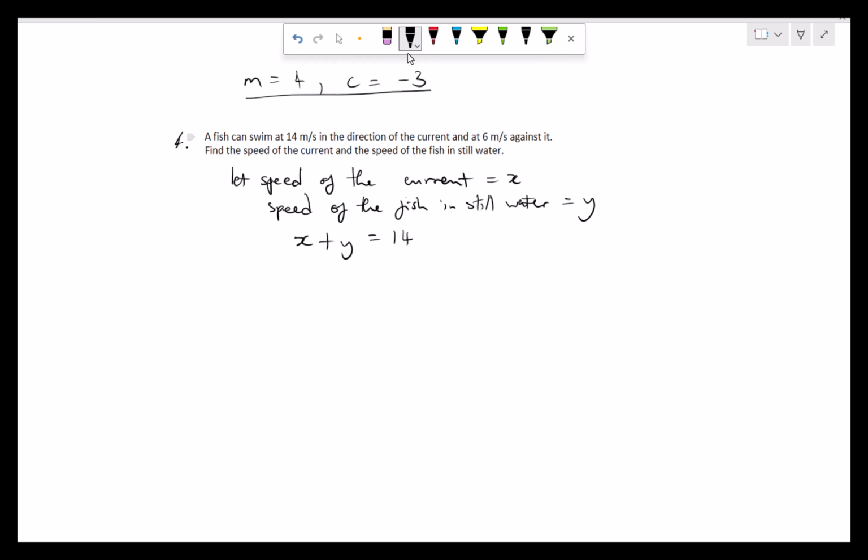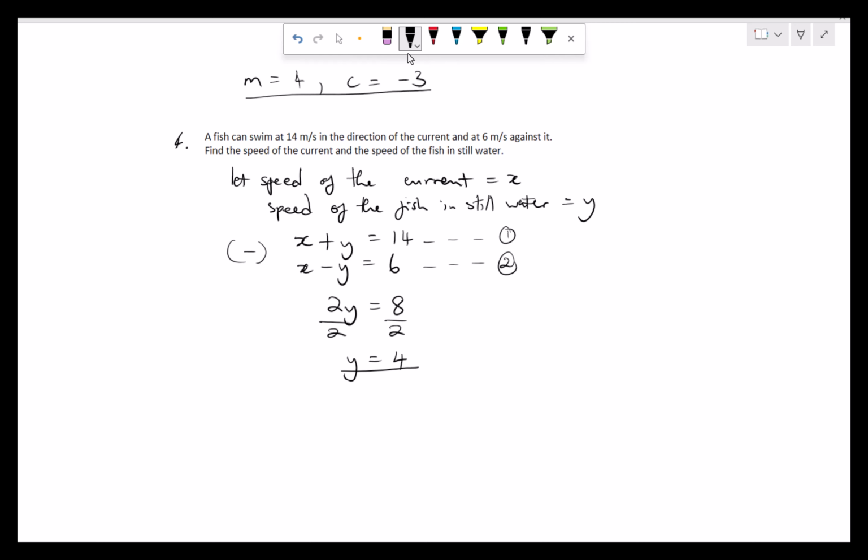We have x plus y is equal to 14, right? Because we're saying a fish can swim at 14 meters per second in the direction of the current and at 6 meters per second against it. If it's against it, we now say x minus y is equal to 6. And this becomes our equation number 1, and this becomes our equation number 2. And we are going to eliminate x from this equation, which leaves us with y plus y, that's 2y is equal to 14 minus 6, that is 8. And then you divide both sides by 2, and we get y is equal to 4.